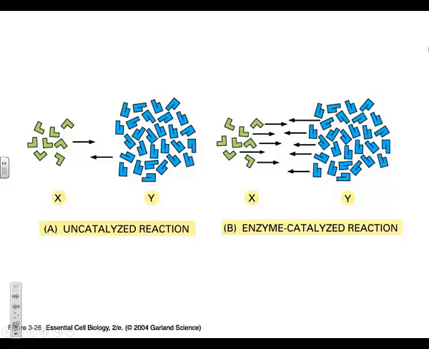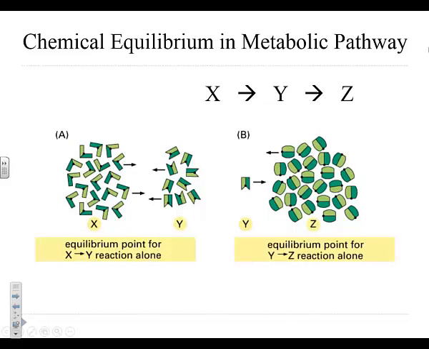It basically speeds up the reaction, whether it's a forward or reverse reaction. It's going to speed up the number of interactions between its substrate and hence the product. So in a metabolic pathway having multiple steps, X to Y to Z, here X is the substrate, Y is the product, and if it were reaching equilibrium, it would sling it to the next reaction where Y is the substrate for another enzyme.